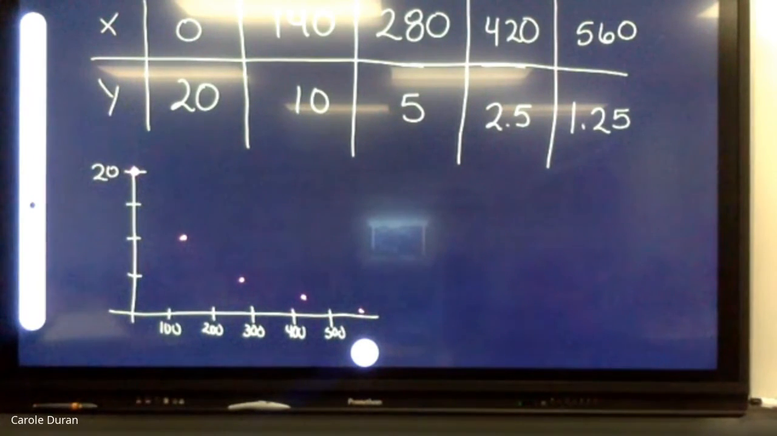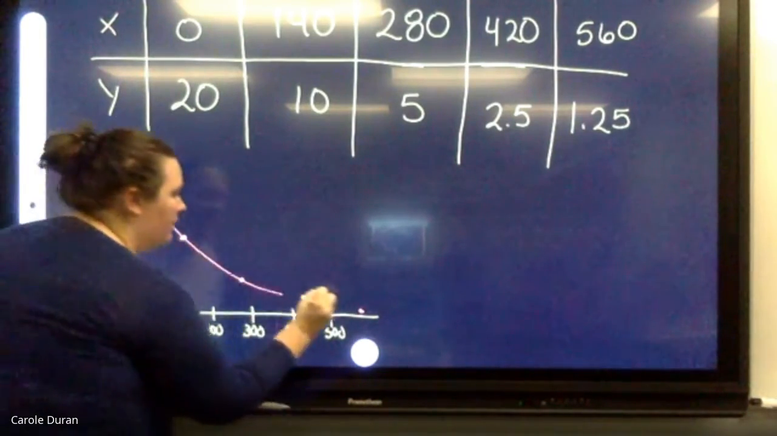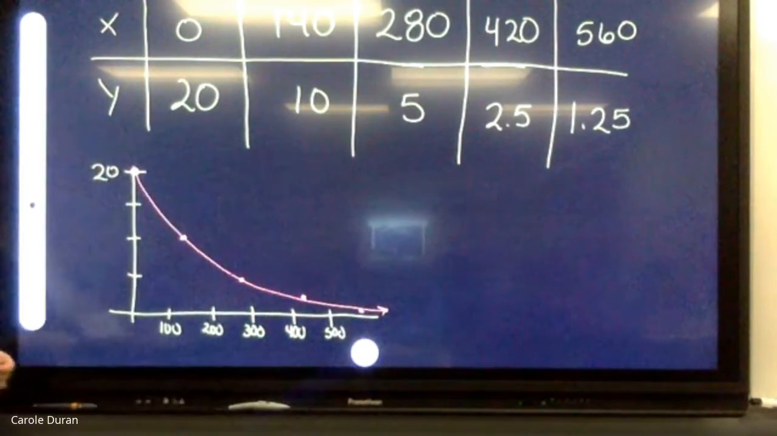Once they're all approximately in their right place, I can go ahead and draw the graph that goes along with this. And then I'm finished.